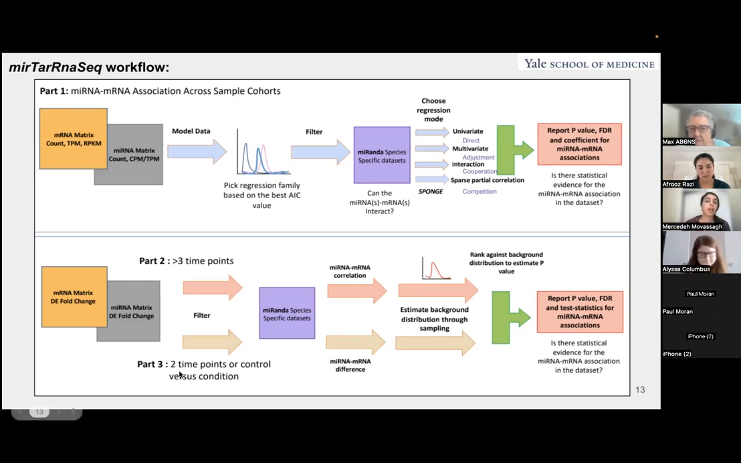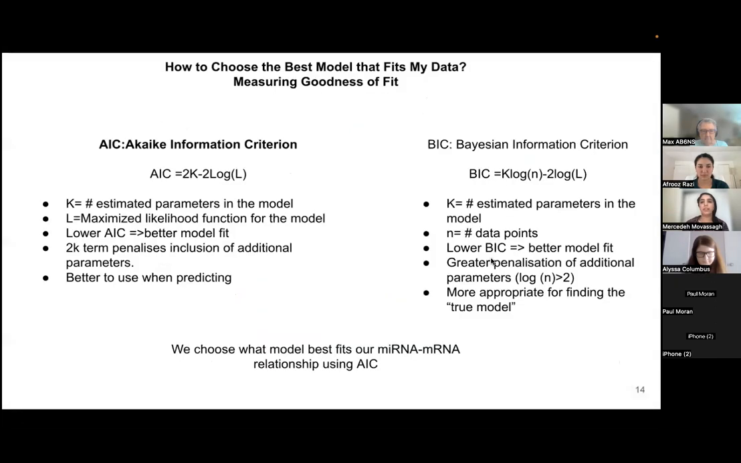And then there's a third part where you're looking at 2 time points. For that, you can't really look across sample sets. What you can look at is the delta value between time point 1 and 2. Basically, what is the highest inverse fold change that you're measuring? Once you do that, again, you form a background distribution estimate using sampling, and then you rank against the background distribution, and you estimate your p-value with correction for multiple testing. I'll show you how that will look. It's probably going to clear things up.